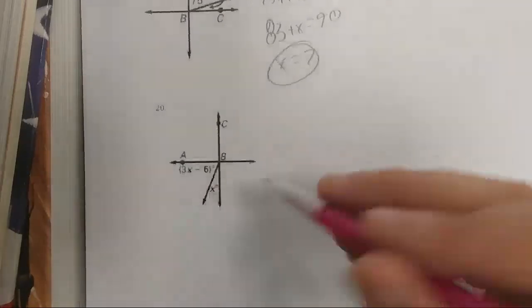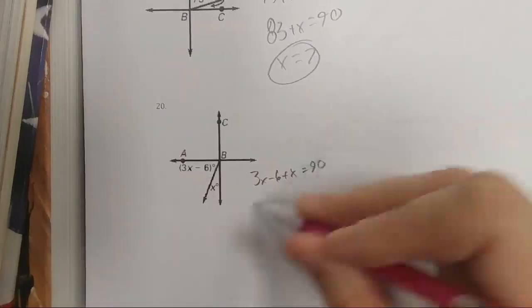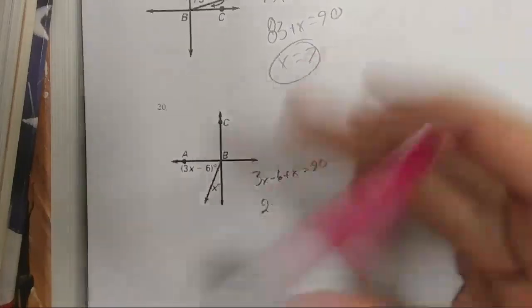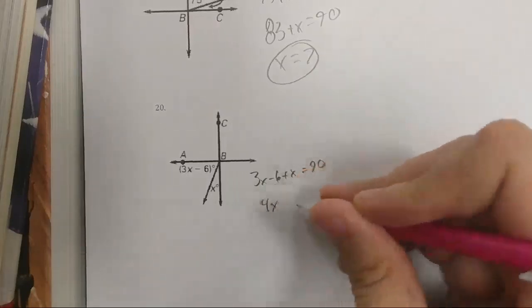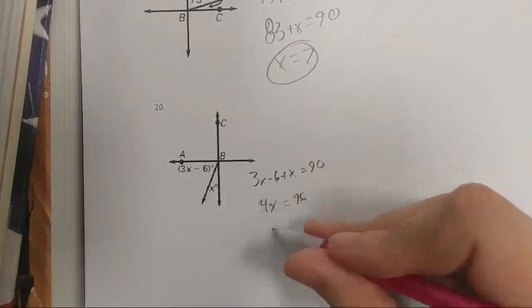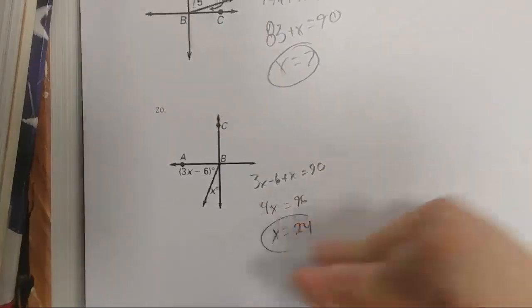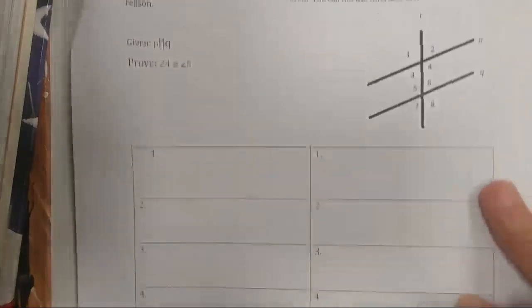Over here, we have 3x minus 6 plus x equals 90. That is, I'm sorry, not 2x, but 4x. And now minus 6, simplifies, equals 96. One short of 100, so that's x equals 24. Okay. Again, I'm not spending too much time on the algebra itself. I think you guys got that. I care about the proofs and understanding the topics.